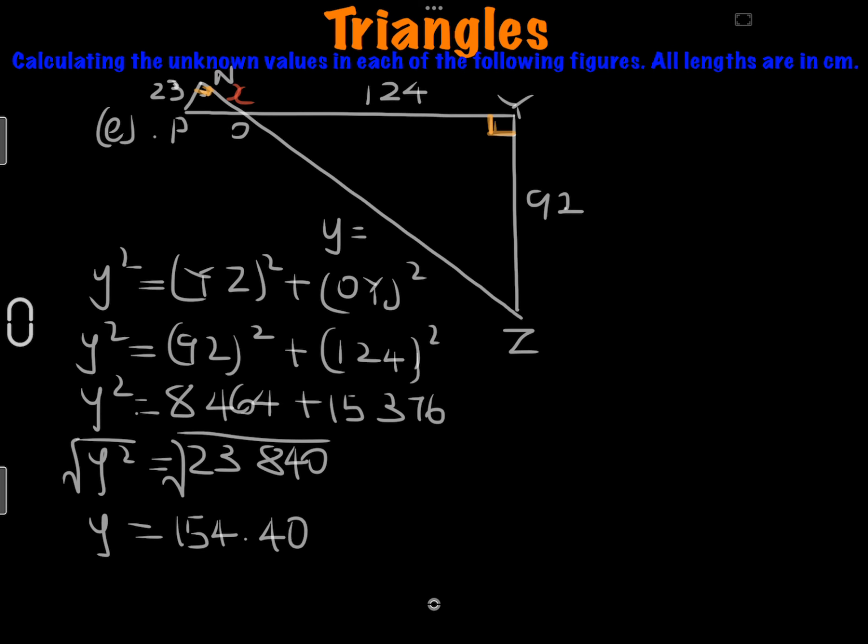So what does it mean? It means that this side Y is equal to 154.40. But that is not what we are asked to find. We need to find x. This is just for interest, if one is keen to know what that side is. So in essence, we've just used the Pythagoras theorem.